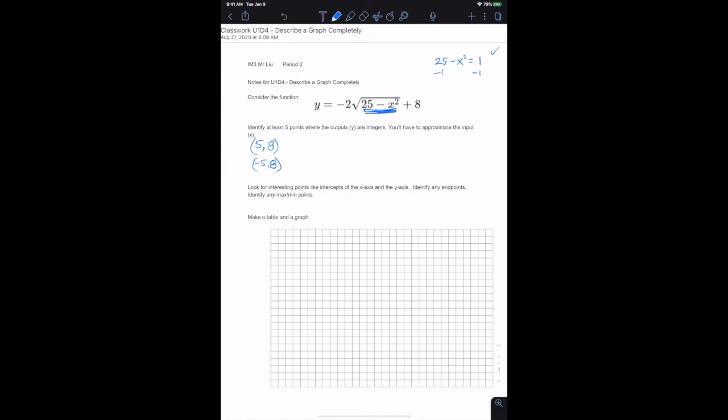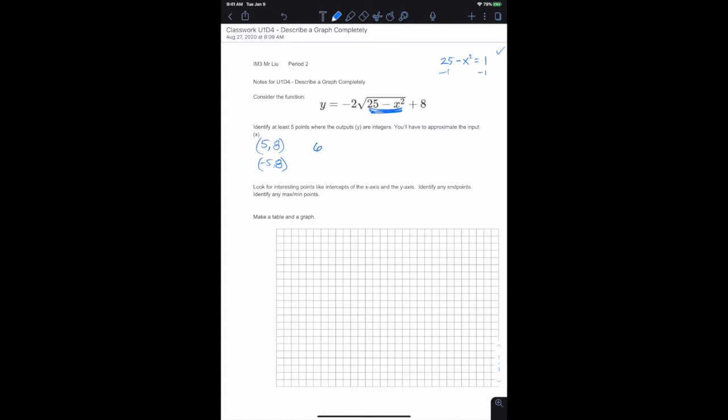If that's just 1, then we're talking about the square root of 1. That's 1. -2 times 1, -2. -2 plus 8, we're getting a y value of 6. And because of the plus and minus, I'm going to go ahead and anticipate that we are going to write 2 answers. And we have to figure out what is that value of x squared now that does that. So we subtract 1 from both sides, and that gives me 24 minus x squared is equal to 0. We have to add x squared to both sides, and we get x squared is equal to 24.